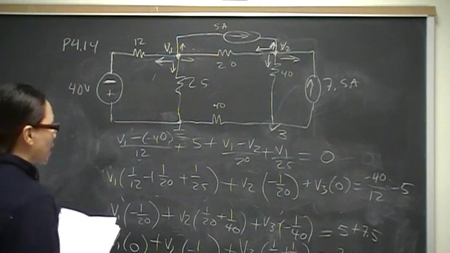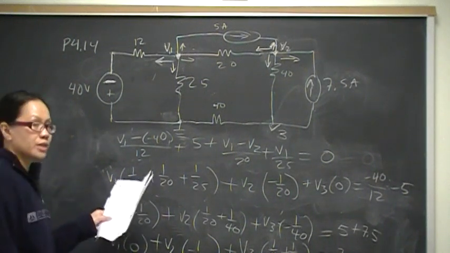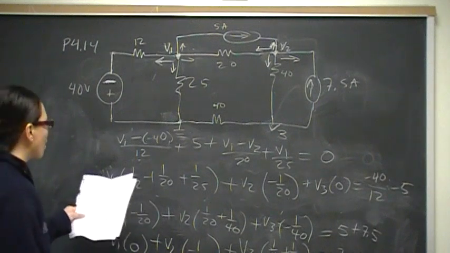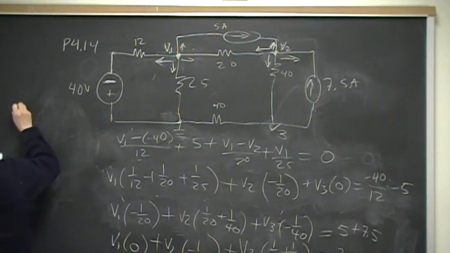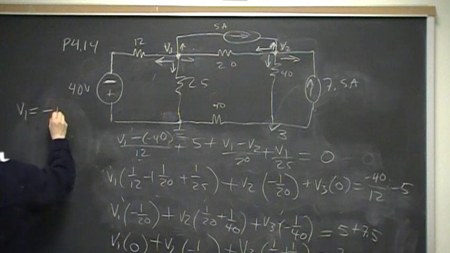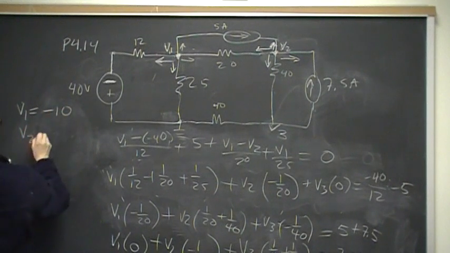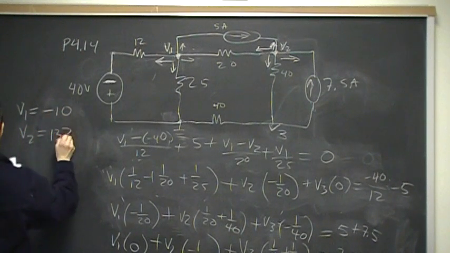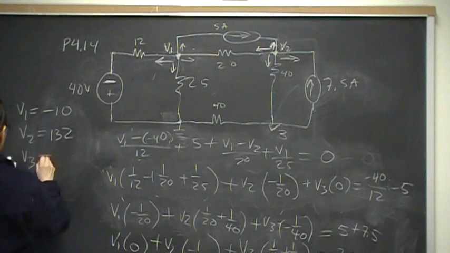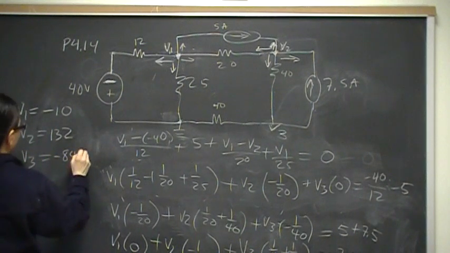Okay, so when you enter these values in your simultaneous equation solver, you should come up with V1 is equal to negative 10, V2 is equal to 132, V3 is equal to negative 84 volts.